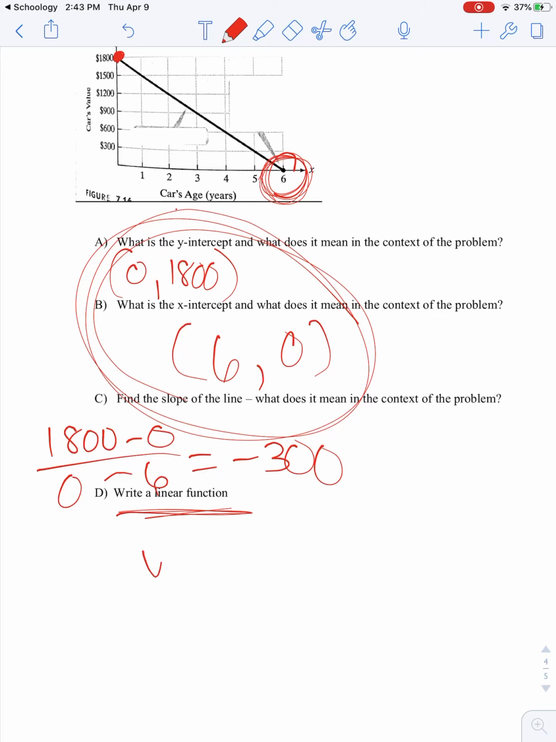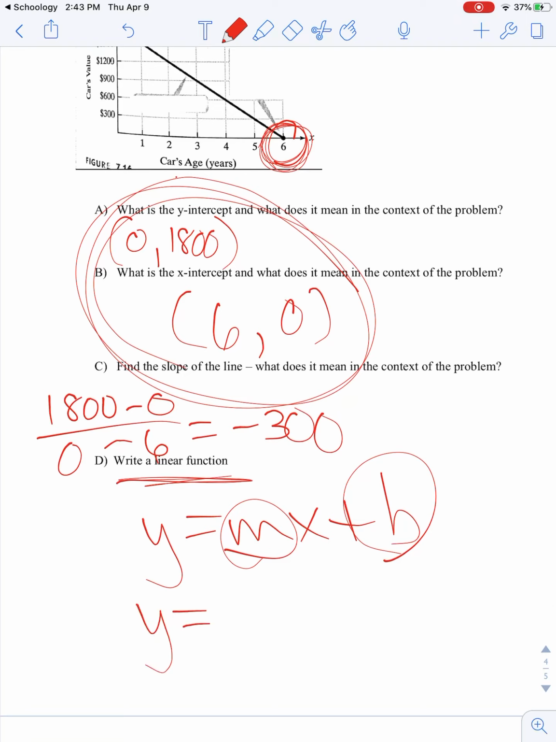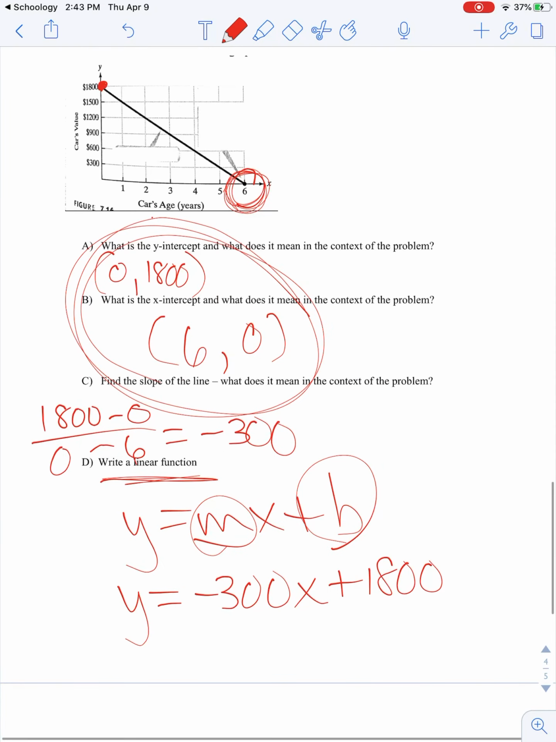And then when you're writing your linear function, if I say mx plus b, because I know the slope and I know the y-intercept here. My slope is the negative 300, and the original price was $1,800. Okay? Good luck.